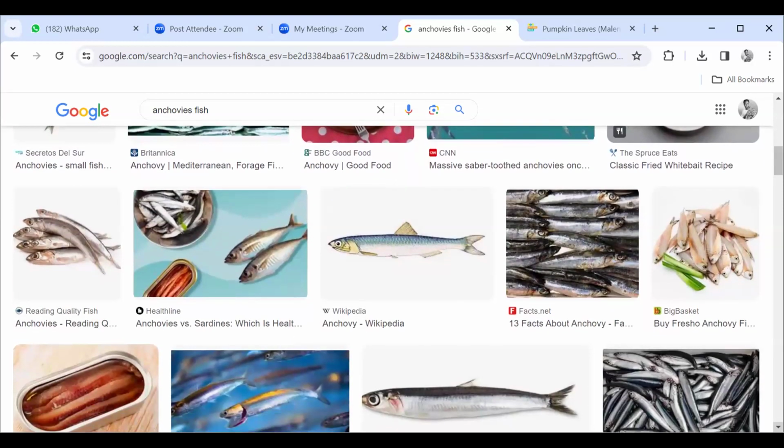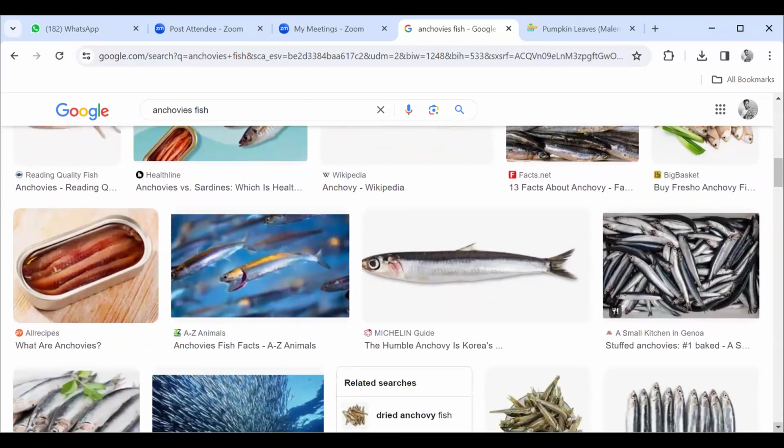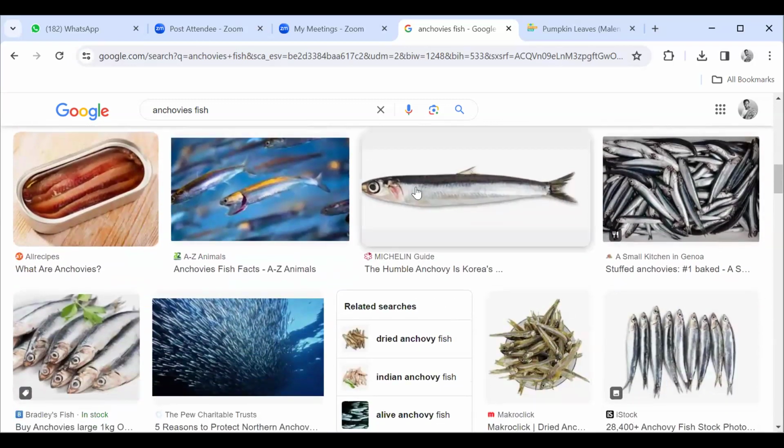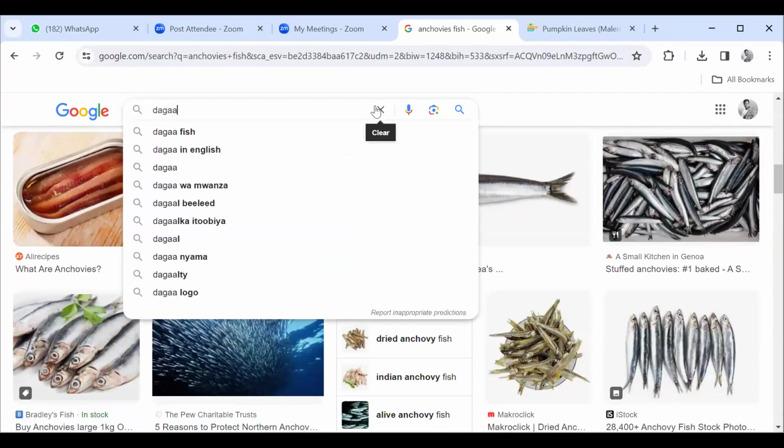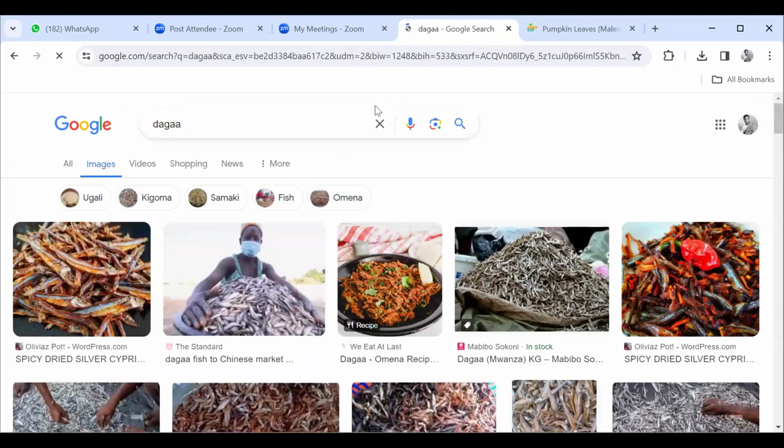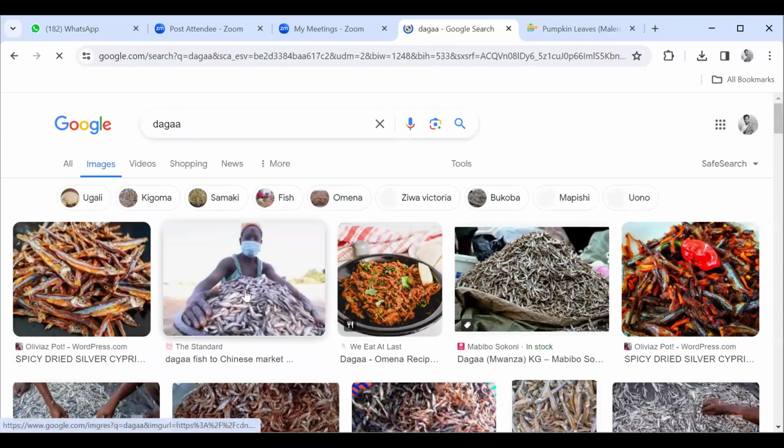Yeah, but if you go around there, Glenn, just ask them for omena, or sometimes they call it daga. I think in court there, they'll call it daga. That would be the right way they'll call it. So go to the market, ask for daga, D-A-G-A. Yeah, we've seen them in the market.